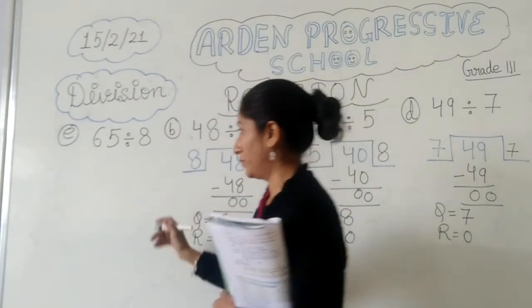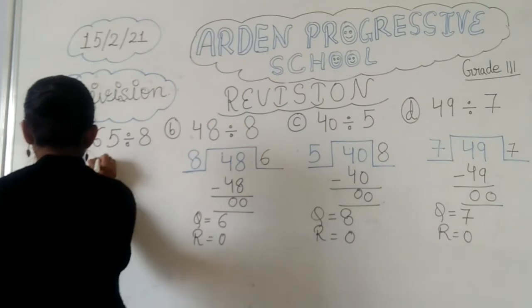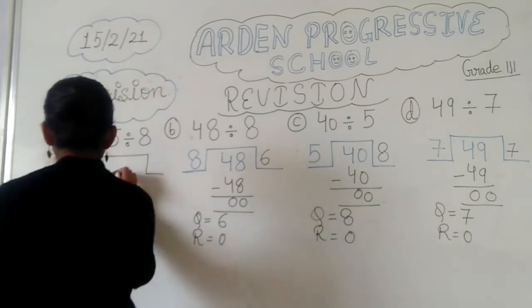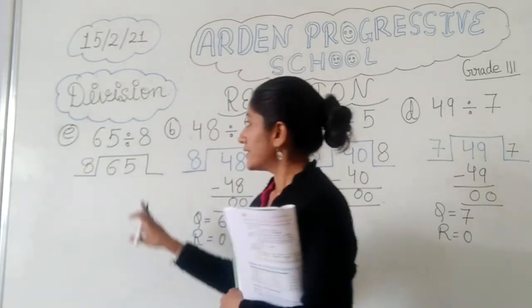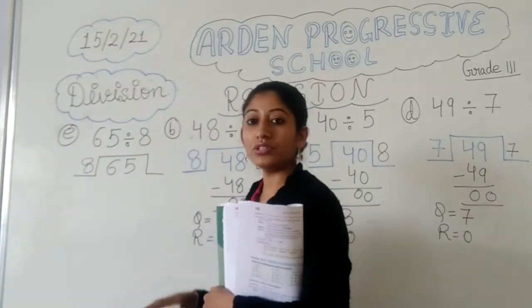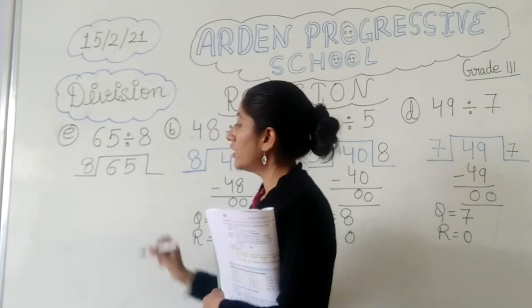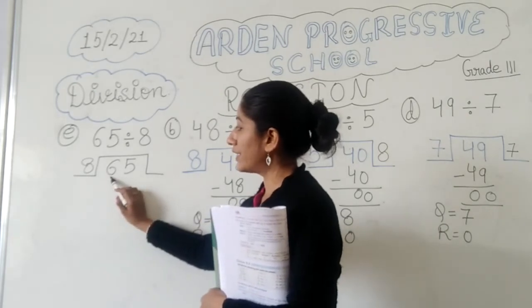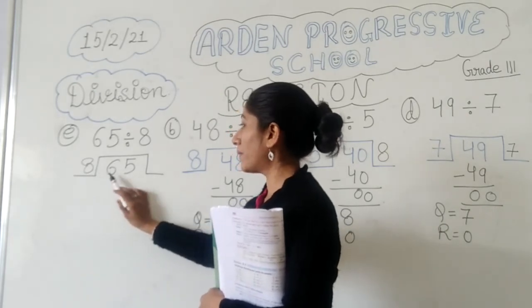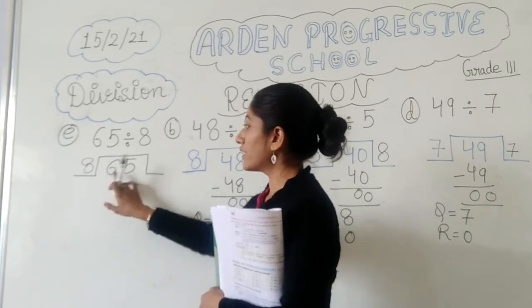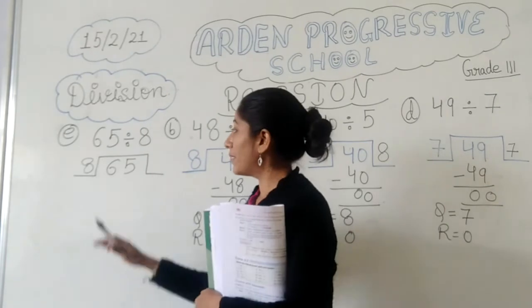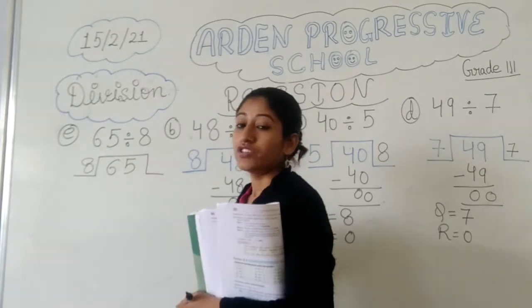So now what will you do? Again, the same way you will make a bracket with 65 and 8. Now the same problem arises here also, because 6 is a smaller digit than 8. So we cannot apply the table of 8 on 6. So we have to take the complete number. So taking 65, now apply the table of 8 on 65.